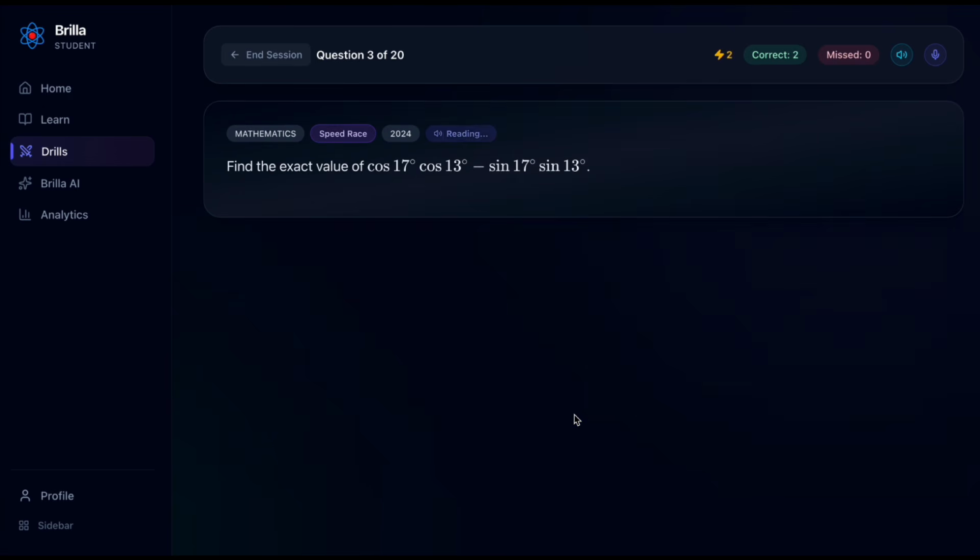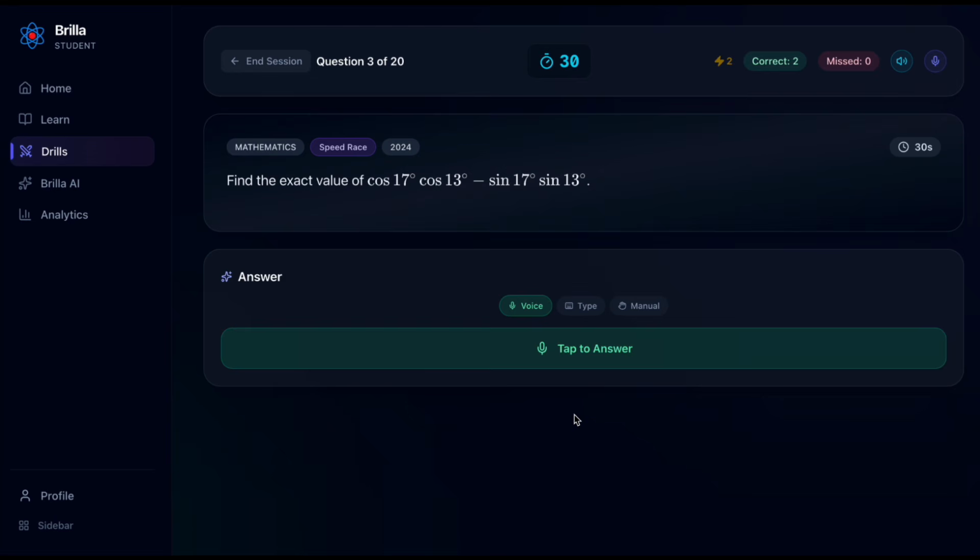So find the exact value of cos 17 degrees, cos 13 degrees, minus sine 17 degrees, sine 13 degrees.